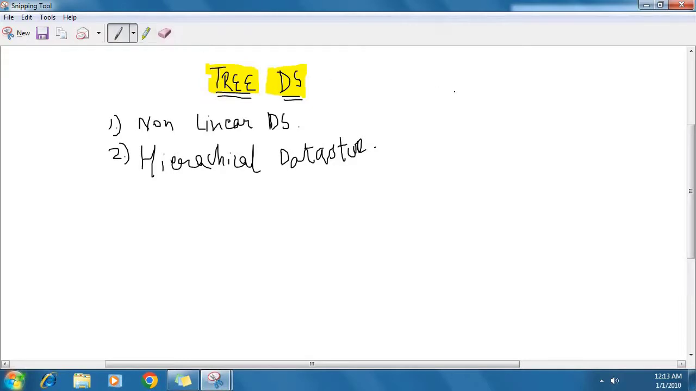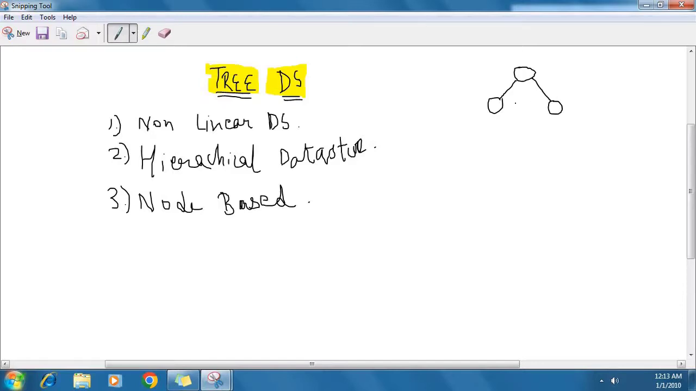Suppose, first of all, one more thing: it is a node based data structure. Node based means in this also there are nodes which are linked with each other, as in the case of linked lists. So it is a node based data structure. You need to note this point also. Clear? So let us take an example of a tree. Suppose this is a node, and with this node I have connected this node, and with this node I have connected this node.